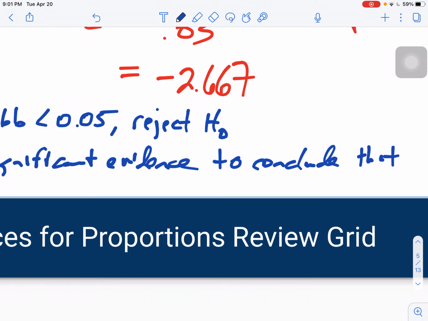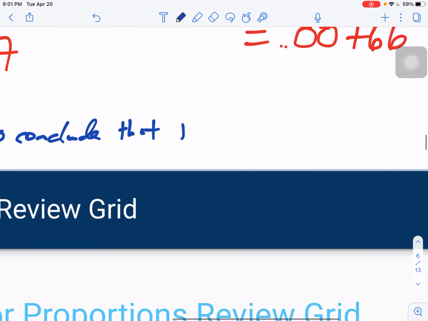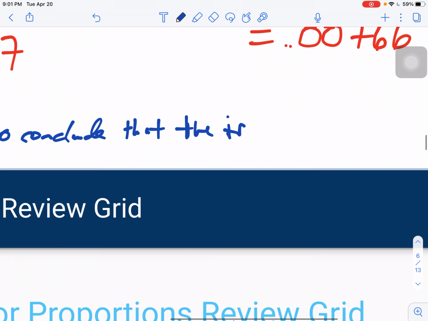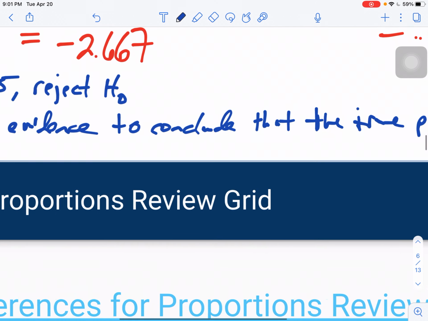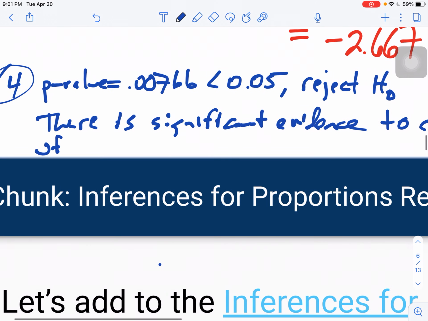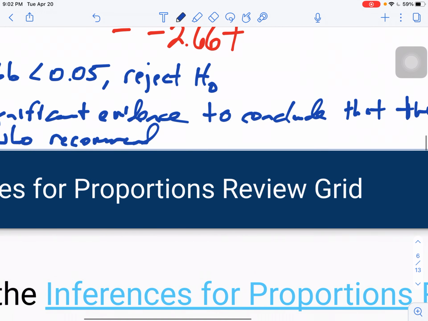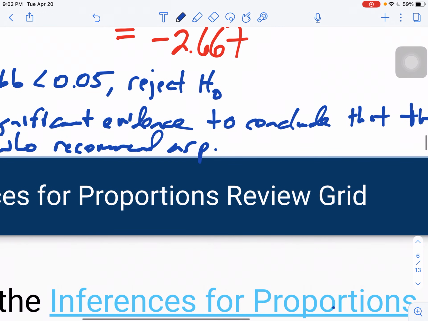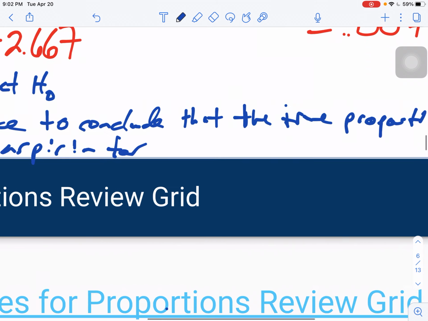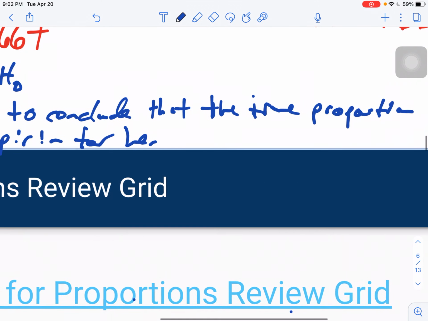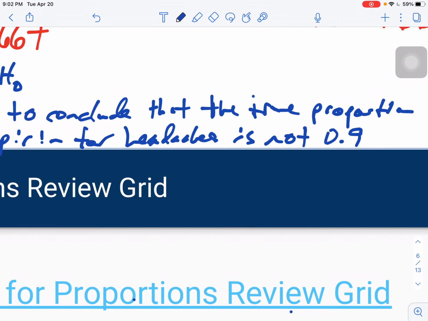that the true proportion of doctors who recommend aspirin for headaches is not 0.9, right?